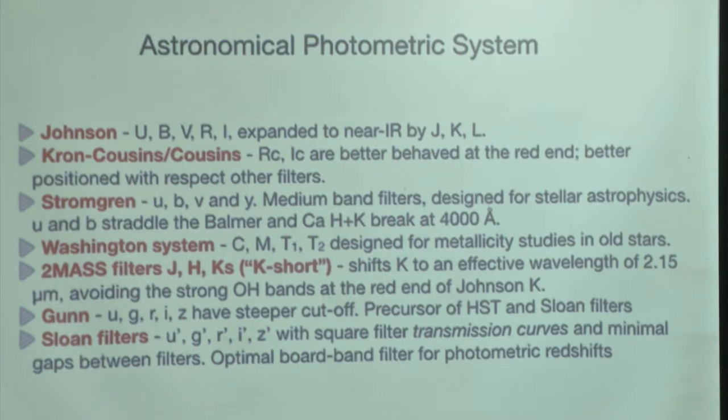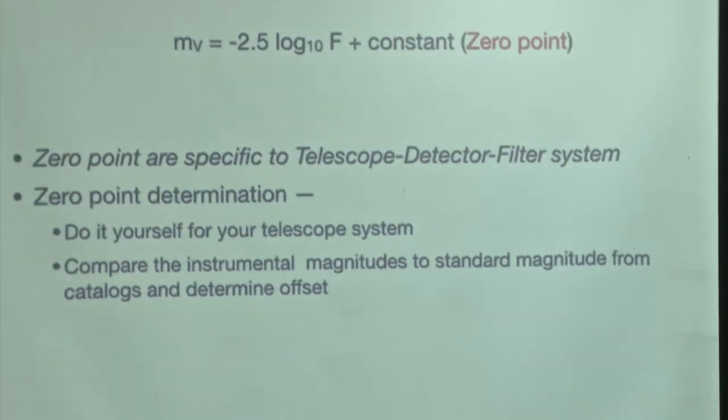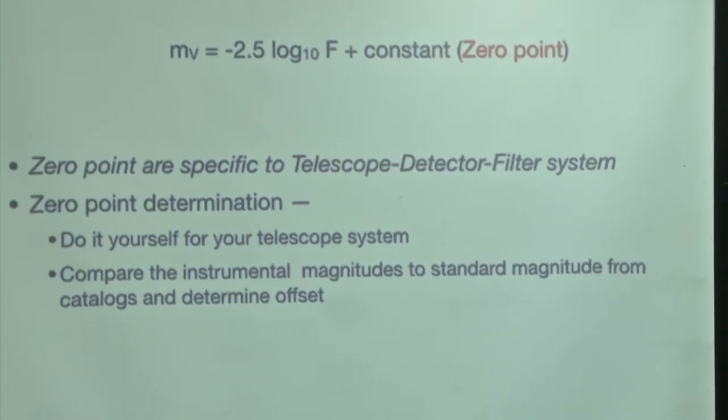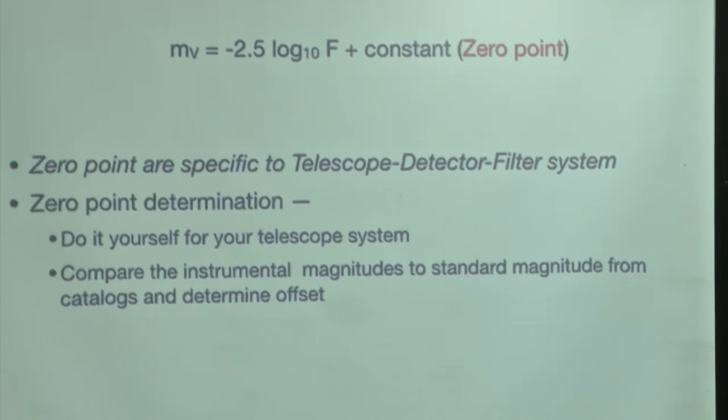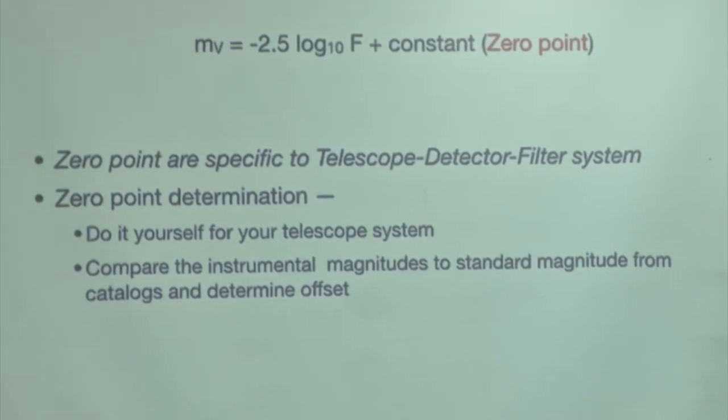So now we know how we can convert our fluxes into magnitudes, and in which specific band we are measuring our magnitudes. Now let's try to see what that constant is, which we call in many of our conversations, and as you will see in the tutorial notebook, the zero point. This zero point is specific to a telescope, detector and filter system.